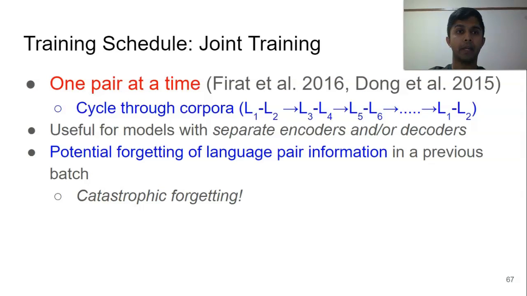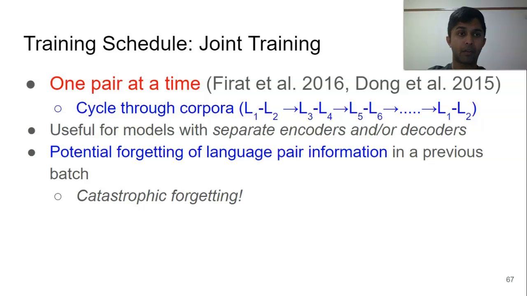By training schedule, I mean how sentences from different language pairs are fed to the neural machine translation model. So this depends on the type of neural machine translation model that we're trying to train. If we're trying to train a minimally shared neural machine translation model as proposed by Firat et al. or Dong et al., then we would have to cycle through the parallel corpora for different languages. So if you have L1, L2, L3, L4, L5, L6 pairs, then you would first take a batch from the L1, L2 pair, feed it to the model, then a batch from L3, L4, and so on and so forth.